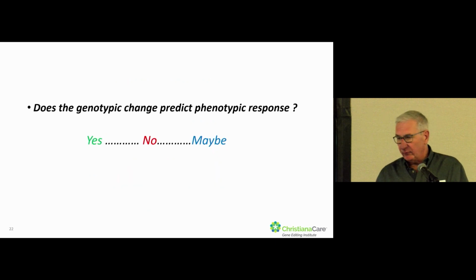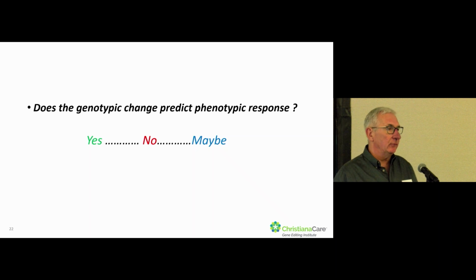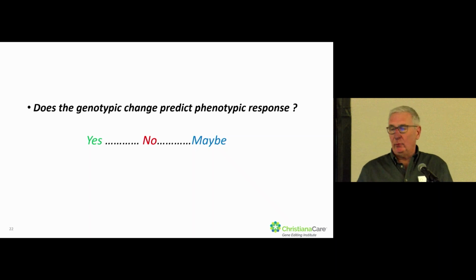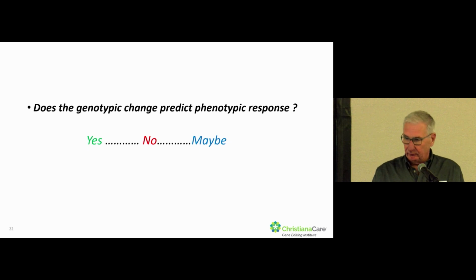So does genotype change predict phenotype response? When I target a population of cells, I want to be sure that that clever design, which I've done on a computer, and maybe even using AI, will actually give me the rollout that I want at the phenotypic level. Well, maybe.